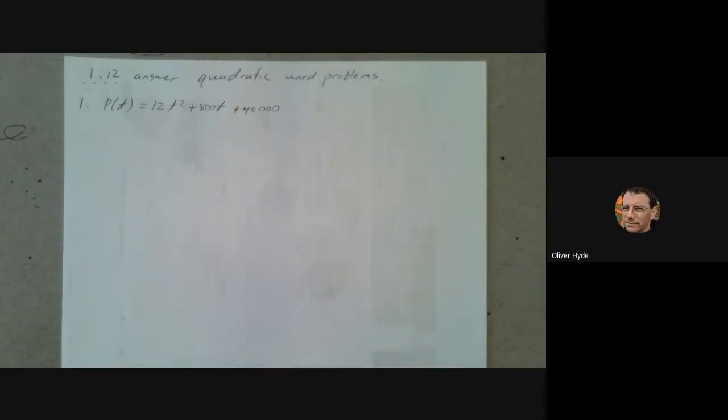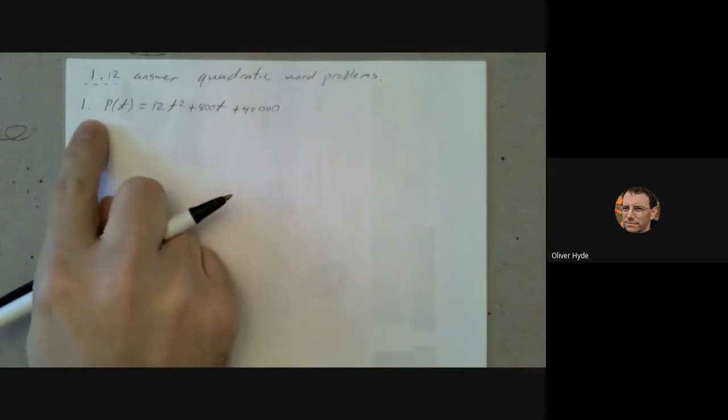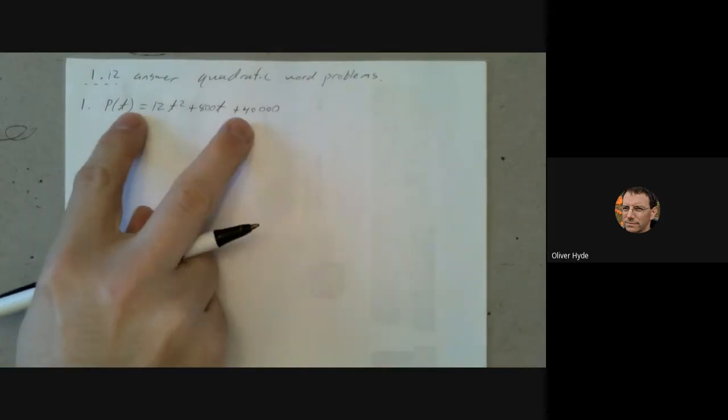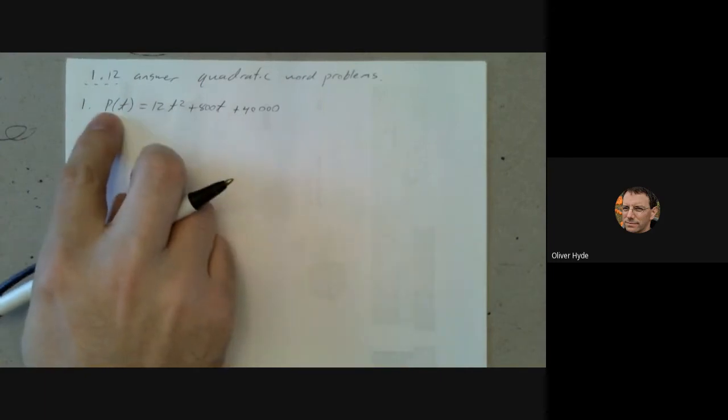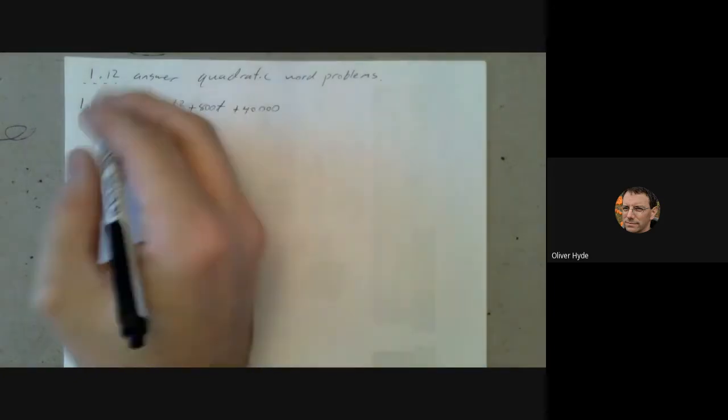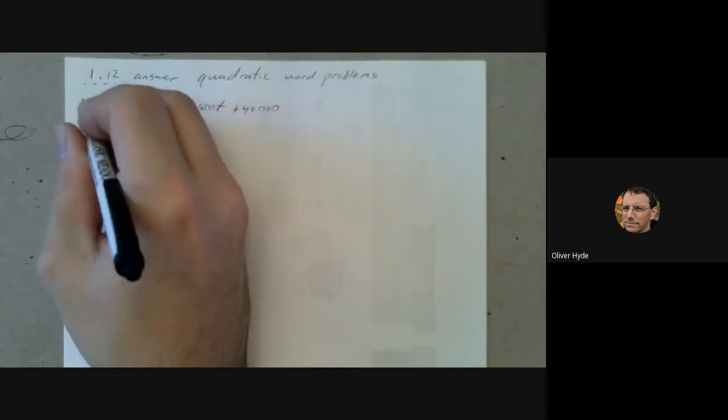Hello, Rose. For lesson 1.12 on answering quadratic word problems, I thought what I might do is go over 3 of the questions from our lesson, but answer different questions related to the same function. So in question number 1, we were given the population of a Canadian town, and I think P of T was the population. T was the number of years since 1992, maybe, or 1990. It's not going to matter for our question.